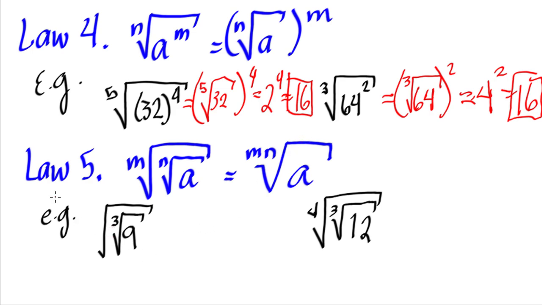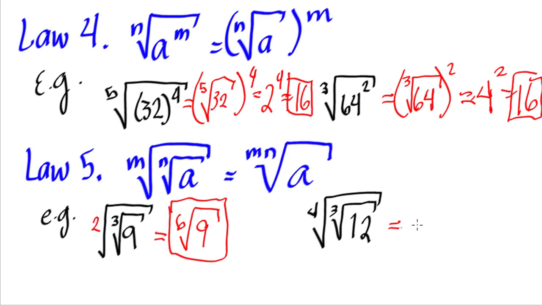So for instance, here we have the square root of the cube root of 9. What we can do here, again, imagine that there is a 2 there. So therefore, the square root of the cube root of 9 is equivalent to saying we multiply first 2 times 3, that's going to give us 6, and then the sixth root of 9. That's our answer for the first example for law number 5.